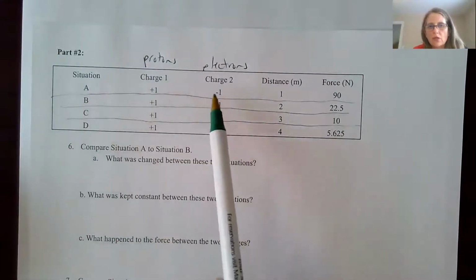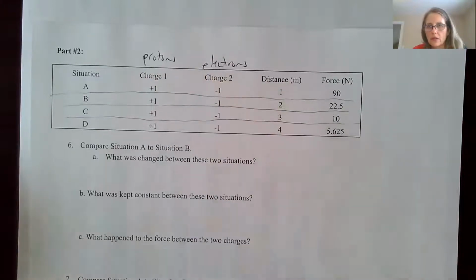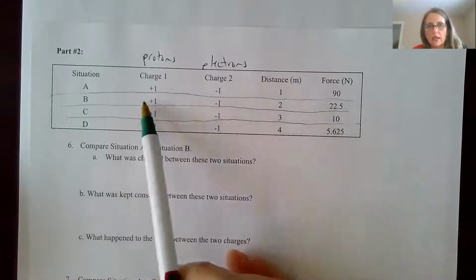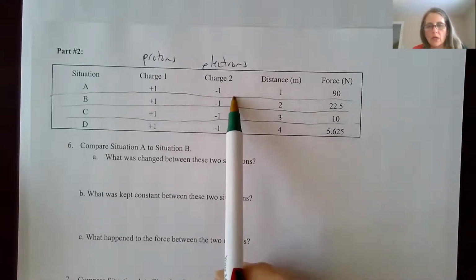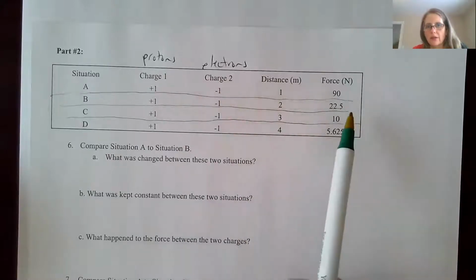And we have two charges, a positive and a negative. So again, this could be protons and electrons. This is going to build into what we're talking about with claim, evidence, and reasoning eventually. But this could also be a cation and an anion. So again, it's just a positive and a negative force. How do positive and negative charges affect the force?